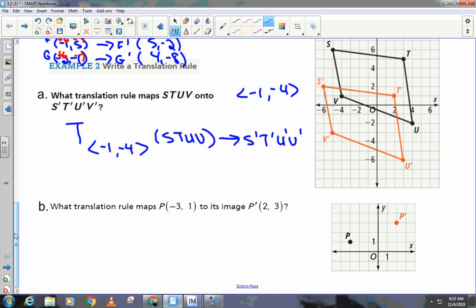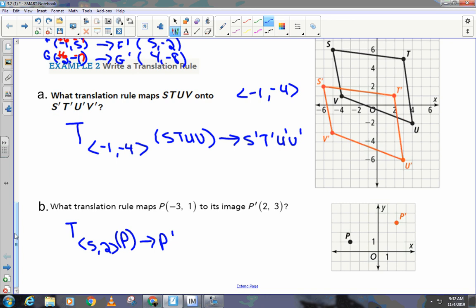Go to the right 1, 2, 3, 4, 5, and go up 2, right? Those are both positive, yes? Okay, so it's a translation, and then you put the little vector notation, positive 5, positive 2, and then the point is P, and it maps onto P prime.